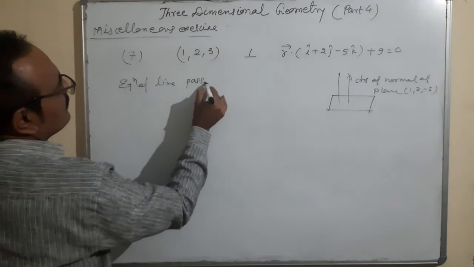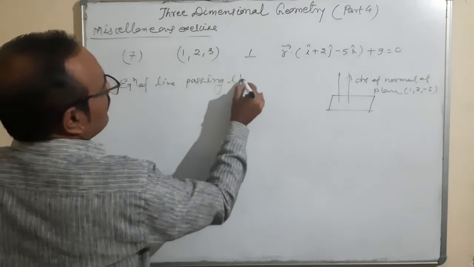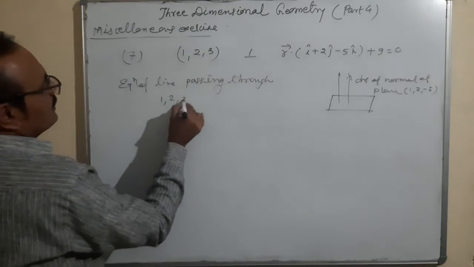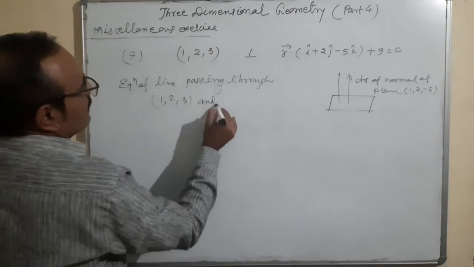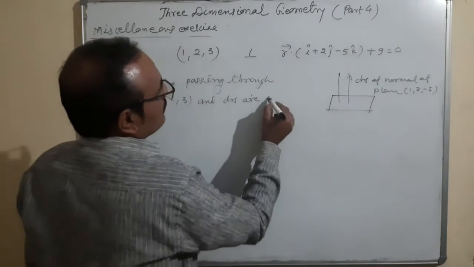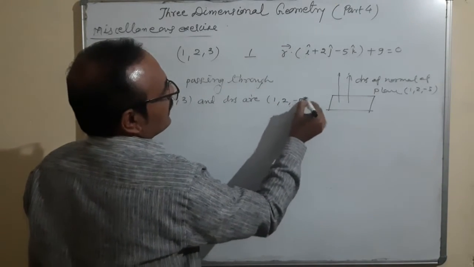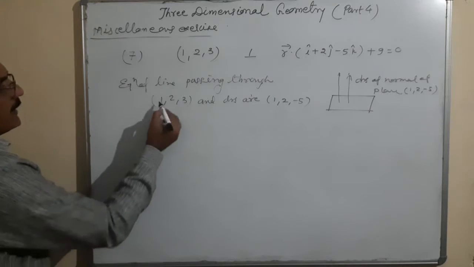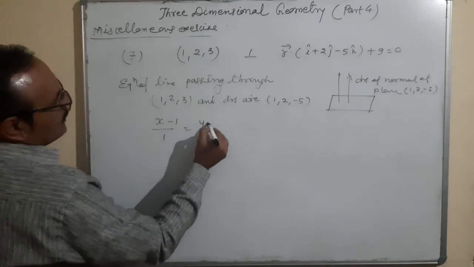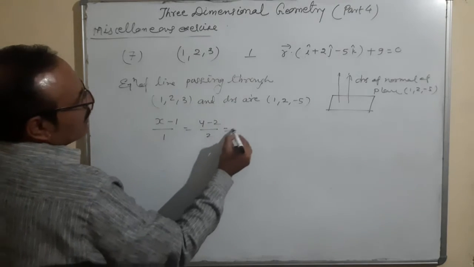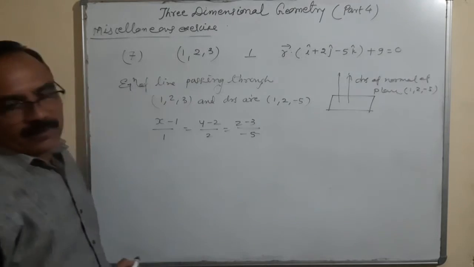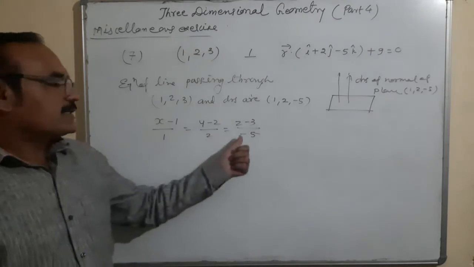So the equation of the line passing through (1, 2, 3) with direction ratios 1, 2, minus 5 is: x minus 1 upon 1, y minus 2 upon 2, and z minus 3 upon minus 5. Is it okay? That is the equation of the line.